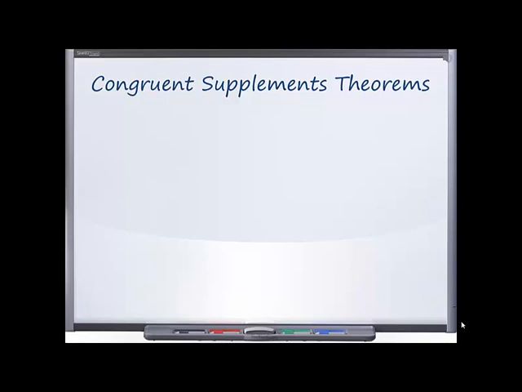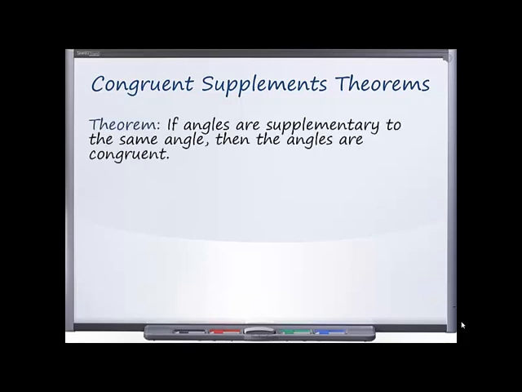Let's first recall what supplementary angles are. The definition of supplementary angles are angles, two angles that have a sum of 180 degrees. So we have two theorems about congruent supplements. The first one states that if angles are supplementary to the same angle, then the angles are congruent.